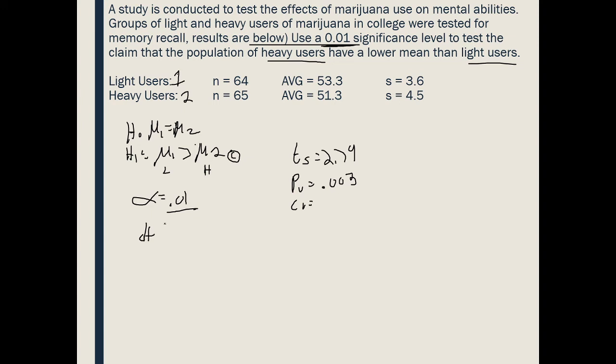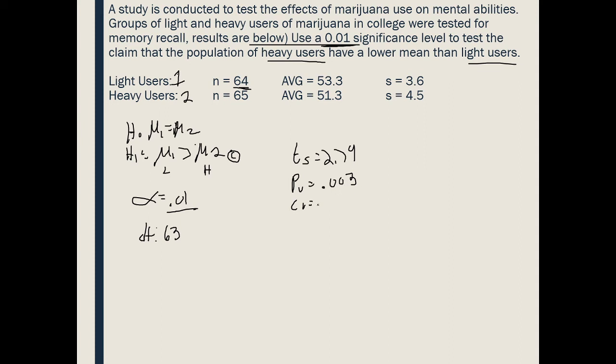Again, don't trust your calculator on that. My degrees of freedom in this case would be 63, because that's one less than my lowest n here, which is 64. So one less than your lowest n is your degrees of freedom. So you look that up on the t-score table. Once again, you can look back and see how to read a t-score table if you want to.